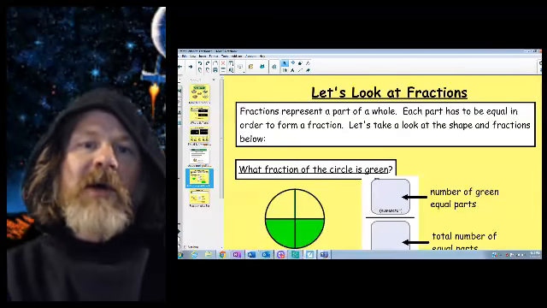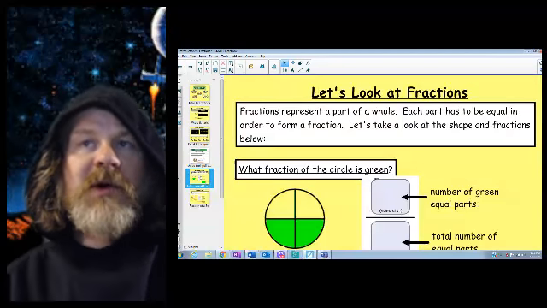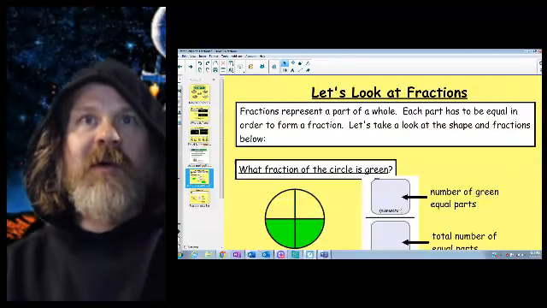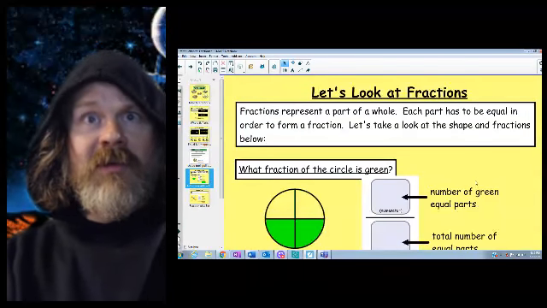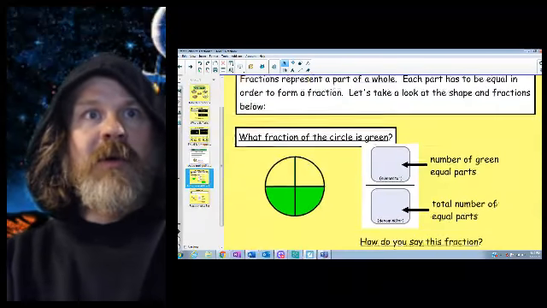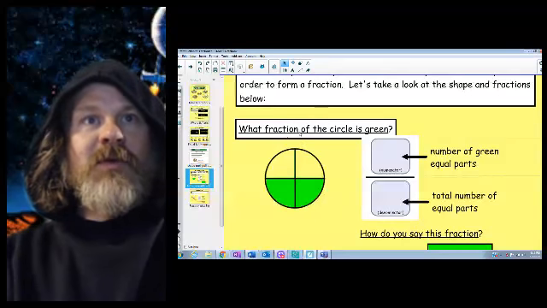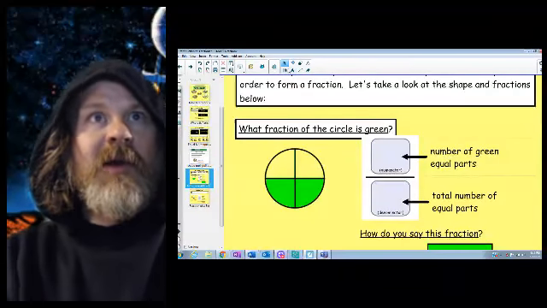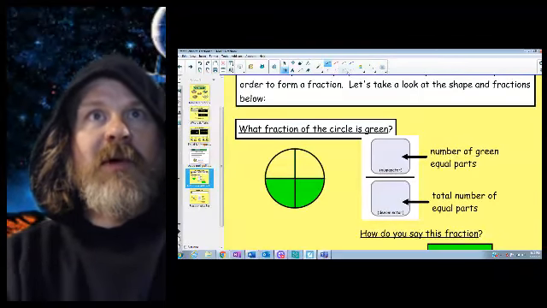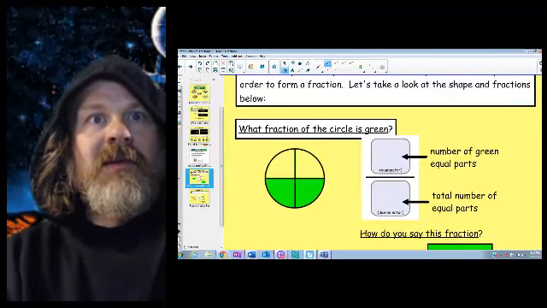Okay, so fractions represent a part of a whole. Each part has to be equal in order to form a fraction. So let's take a look at this shape below and see what we can figure out from here. A fraction. What fraction of the circle is green? So let's take a look at, first off, how many parts this actually has. How many parts does this circle have?